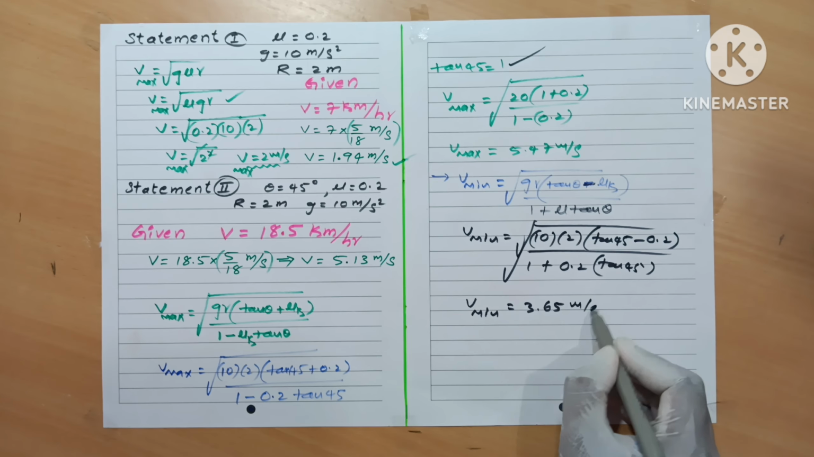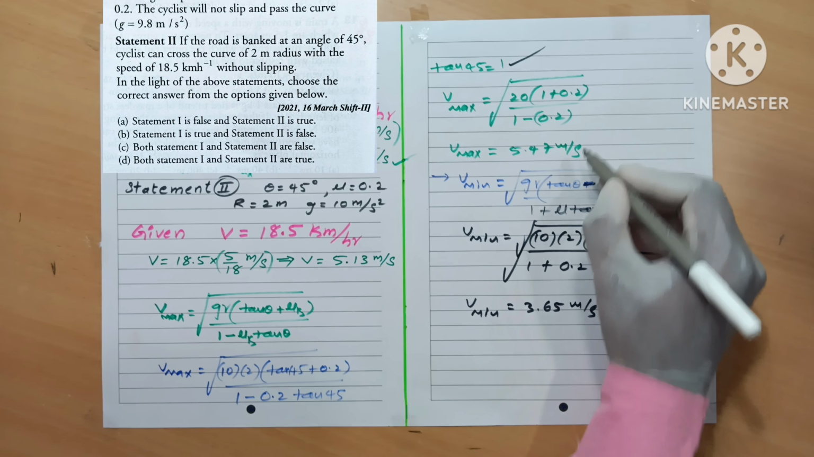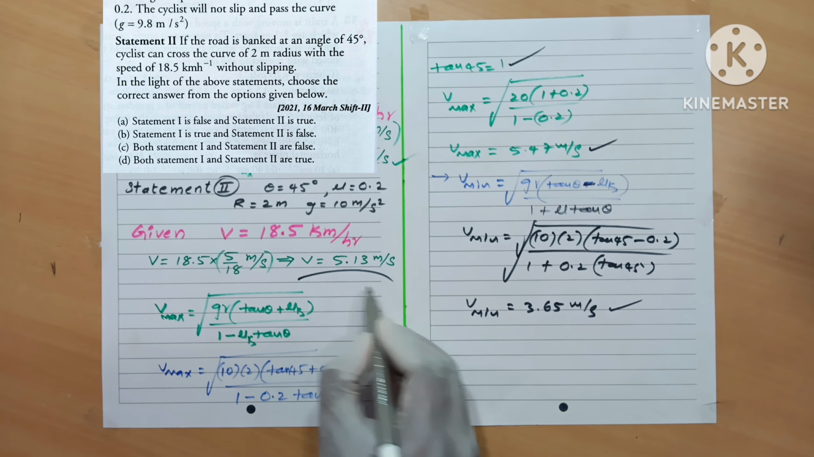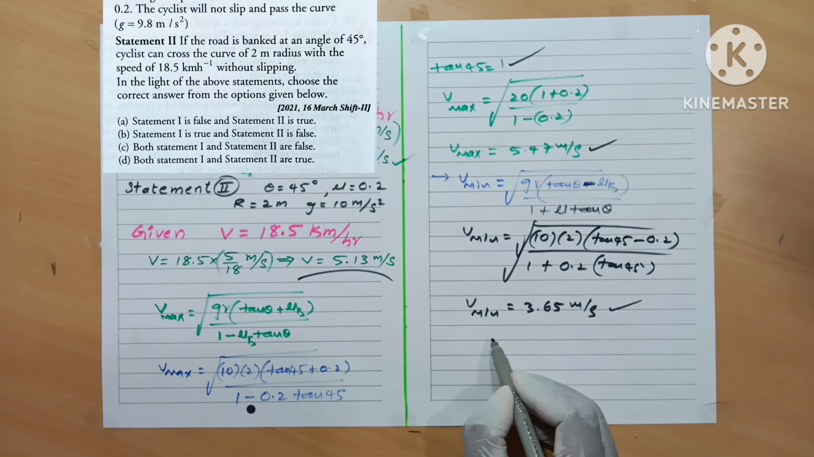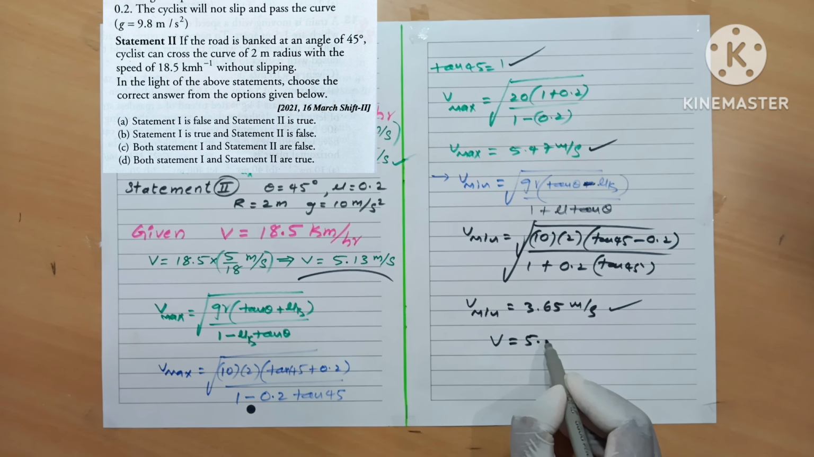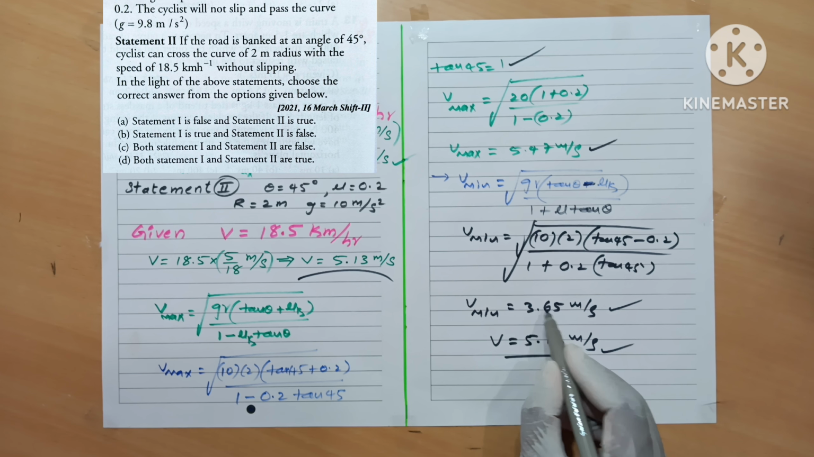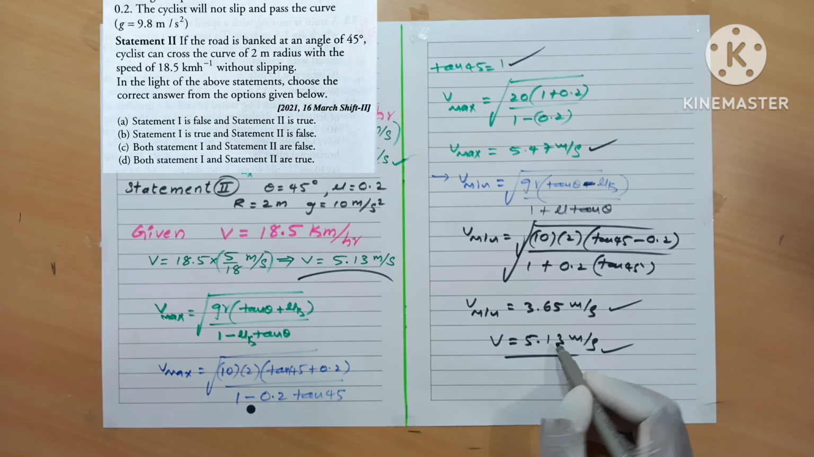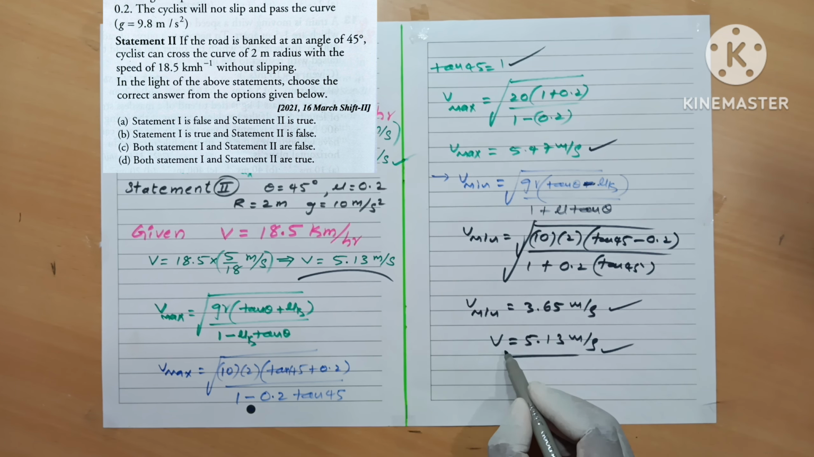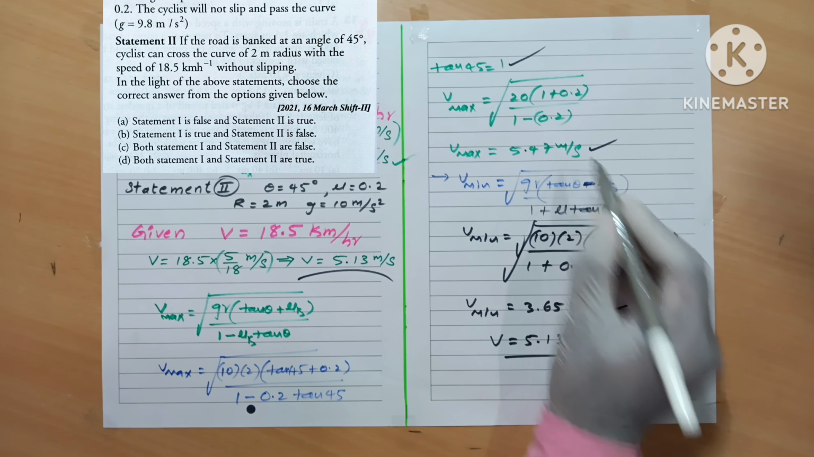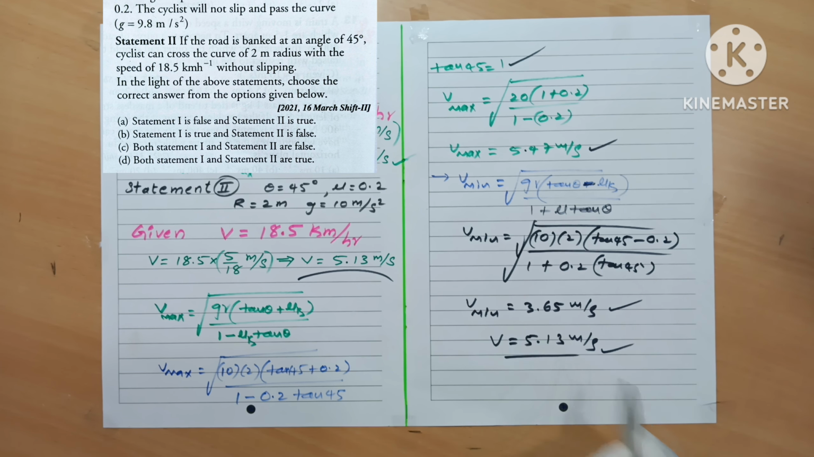3.65 meters per second. So one thing you have to notice there: the given speed of the cyclist is V equal to 5.13 meters per second. See there, V minimum is 3.65, which is less than 5.13, and V maximum, 5.47, is greater than 5.13. So both statements are correct, statement 1 is correct and statement 2 also correct, student.